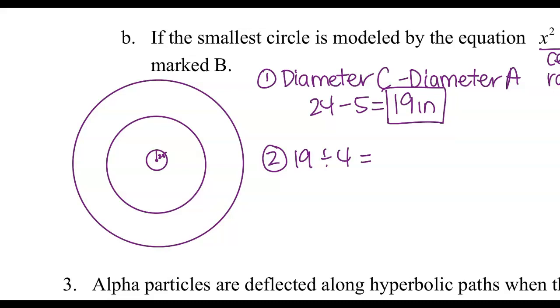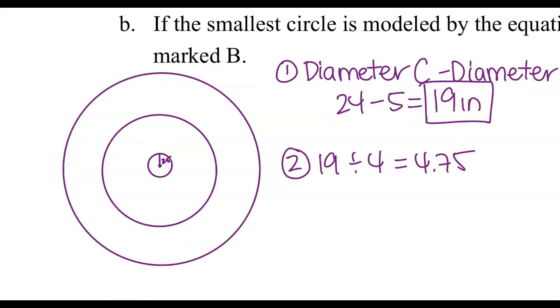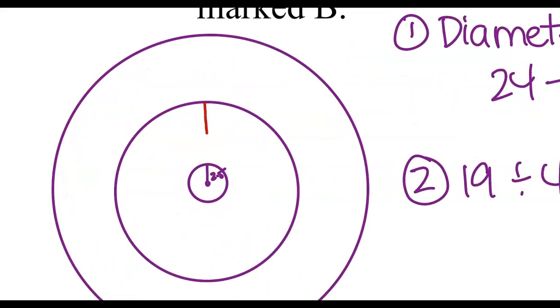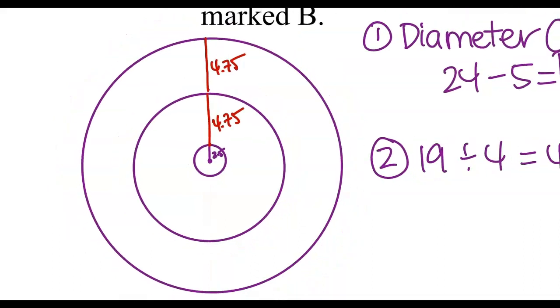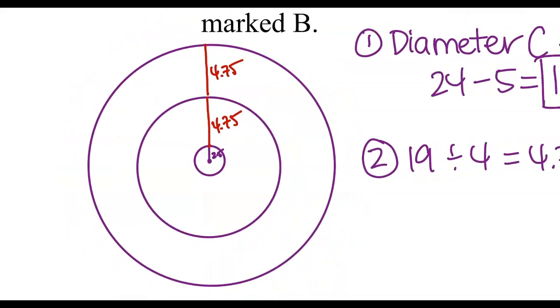That will give me 4.75 each. So that means this distance here is 4.75. This distance here is 4.75. And so the same thing down here. We could make this distance here 4.75 and then this distance here 4.75. We could, but I just want to have it for at least half of the circle.